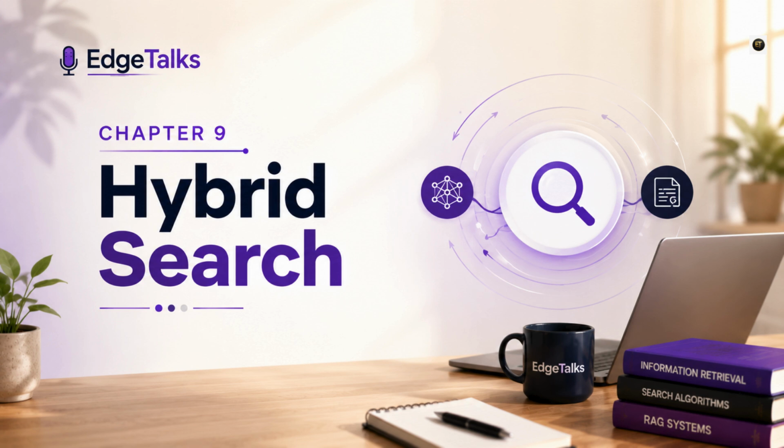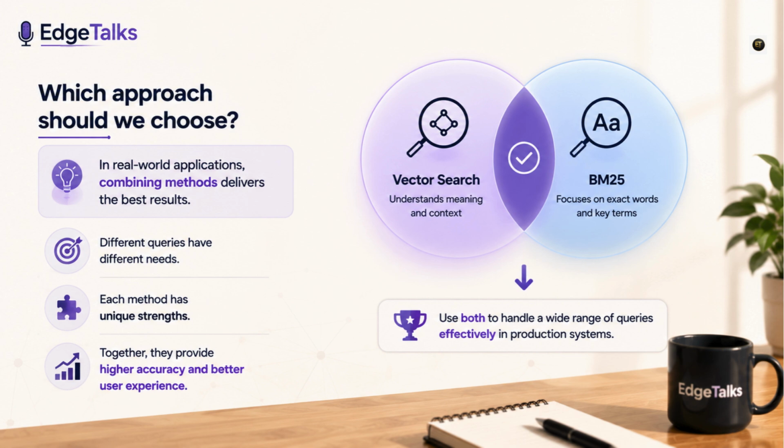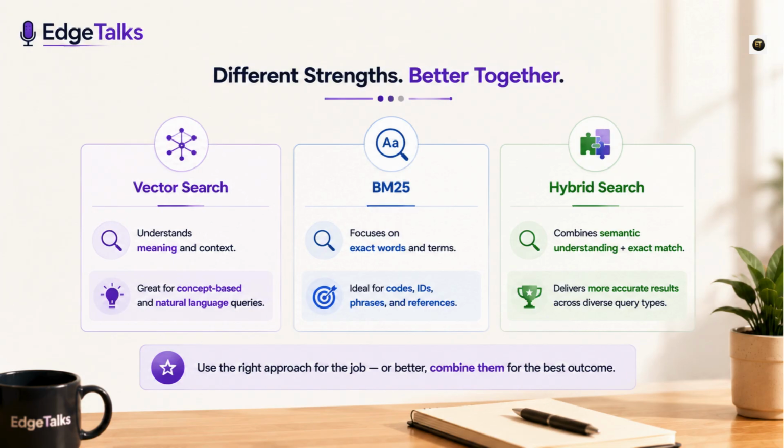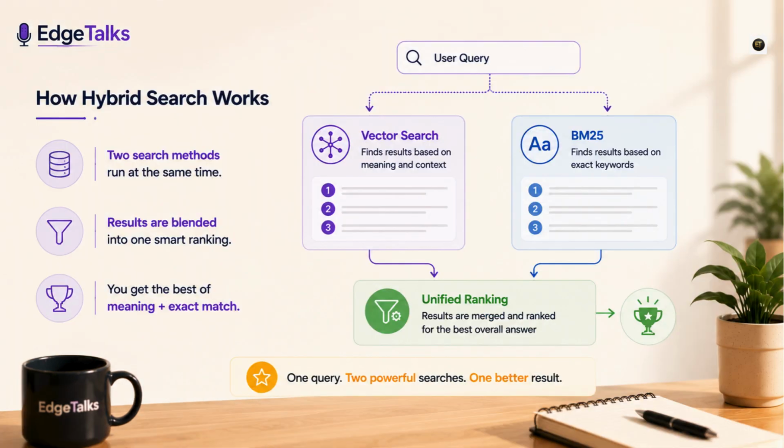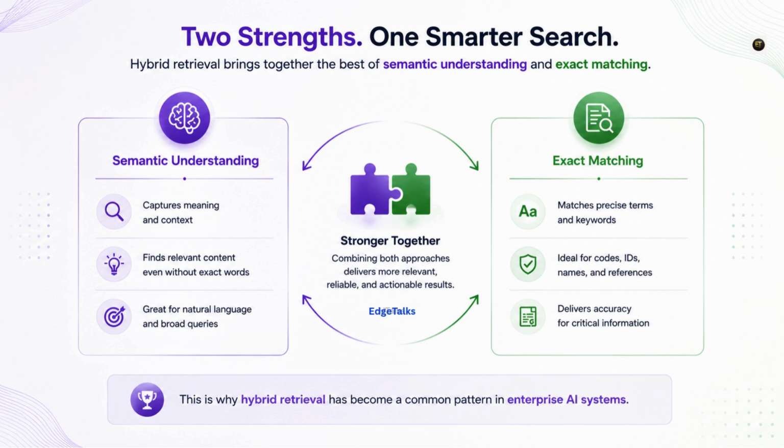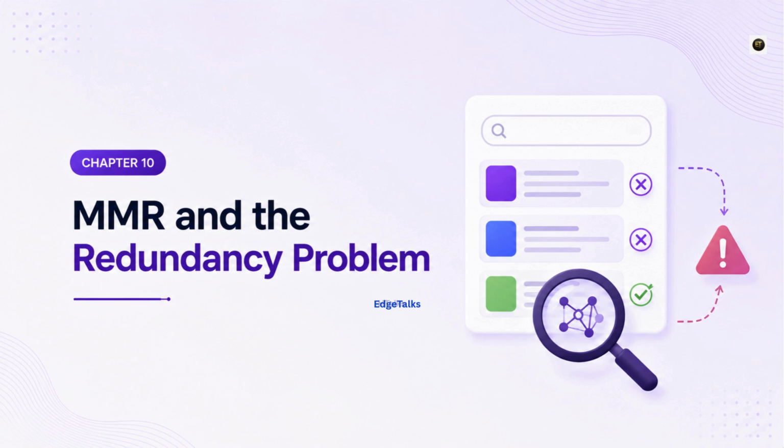Now let's talk about hybrid search. So which approach should we use, vector search or BM25? In production systems, the answer is often both. Vector search understands meaning and BM25 understands exact terms. Hybrid search combines both approaches. The retrieval system runs vector search as well as BM25 in parallel. The results are merged into a unified ranking. This gives us the strength of both worlds, semantic understanding and exact matching. This is why hybrid retrieval has become a common pattern in enterprise AI systems.